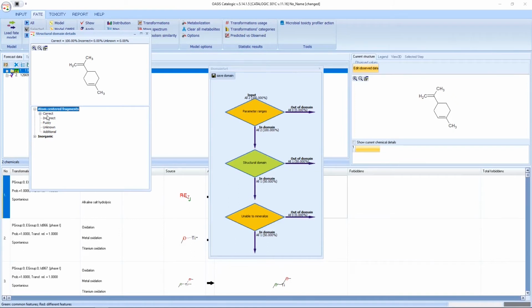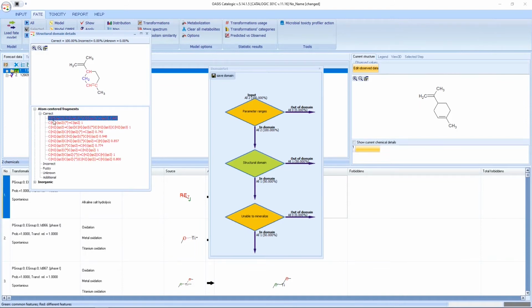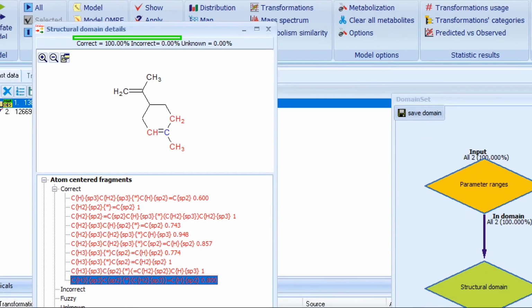Let's expand the section with correct fragments. The center of the fragment is colored blue and its neighbors are colored red. The target chemical, limonene, has 100% correct atom-centered fragments. This means that it belongs to the structural domain layer.